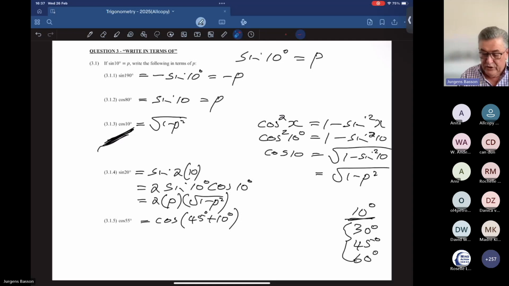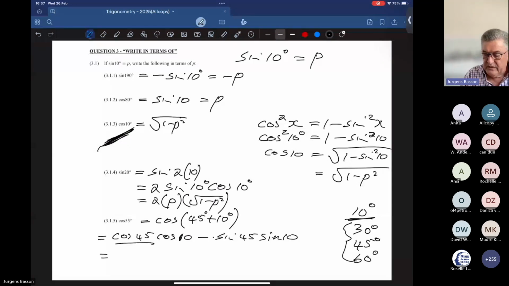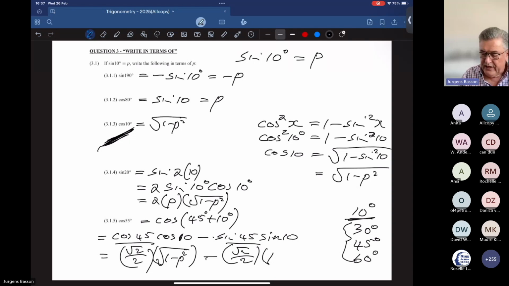But in any case, you know what is going to happen here. We are going to now expand this as the cos of 45 cos of 10 minus sine 45 sine of 10. If it's okay with you, special angles, that's root 2 over 2 for both of them. And cos of 10, we did it already. It's the square root of 1 minus p squared, and the sine of 10 is p. If you don't mind, then I just leave it there.